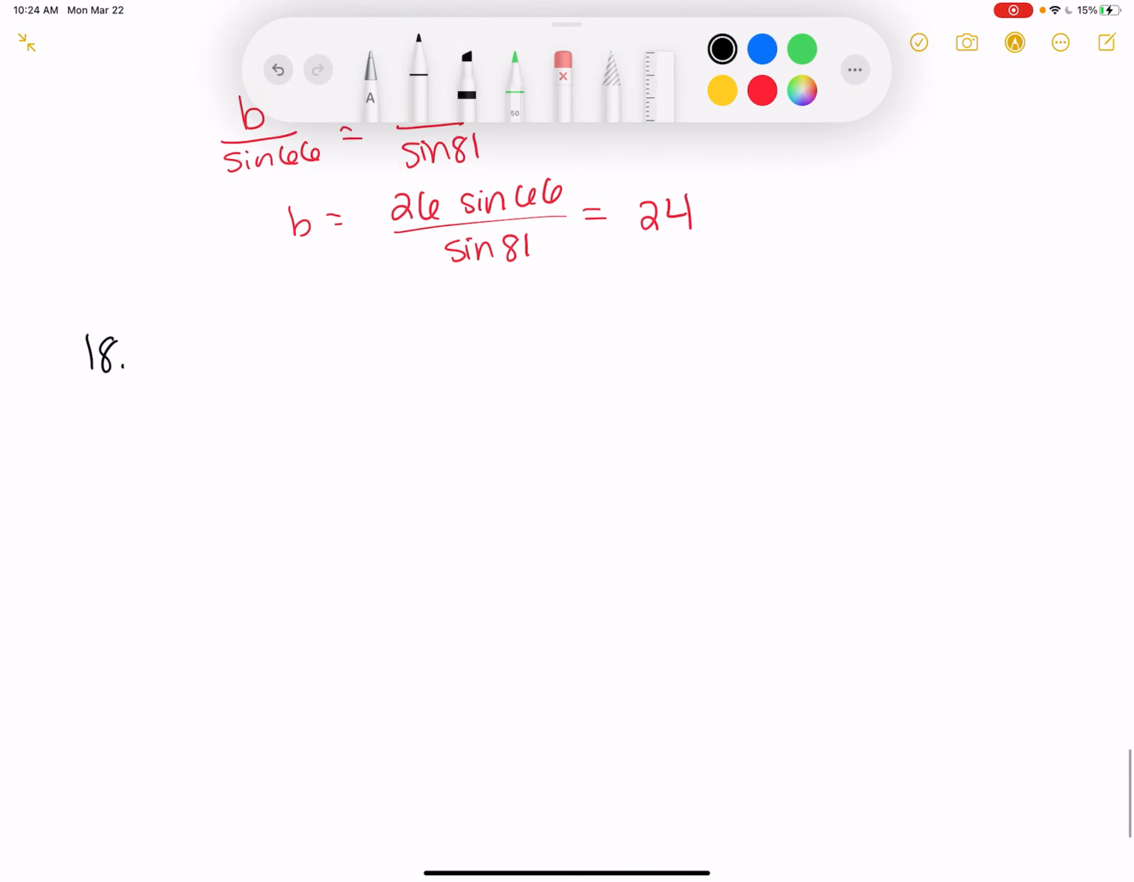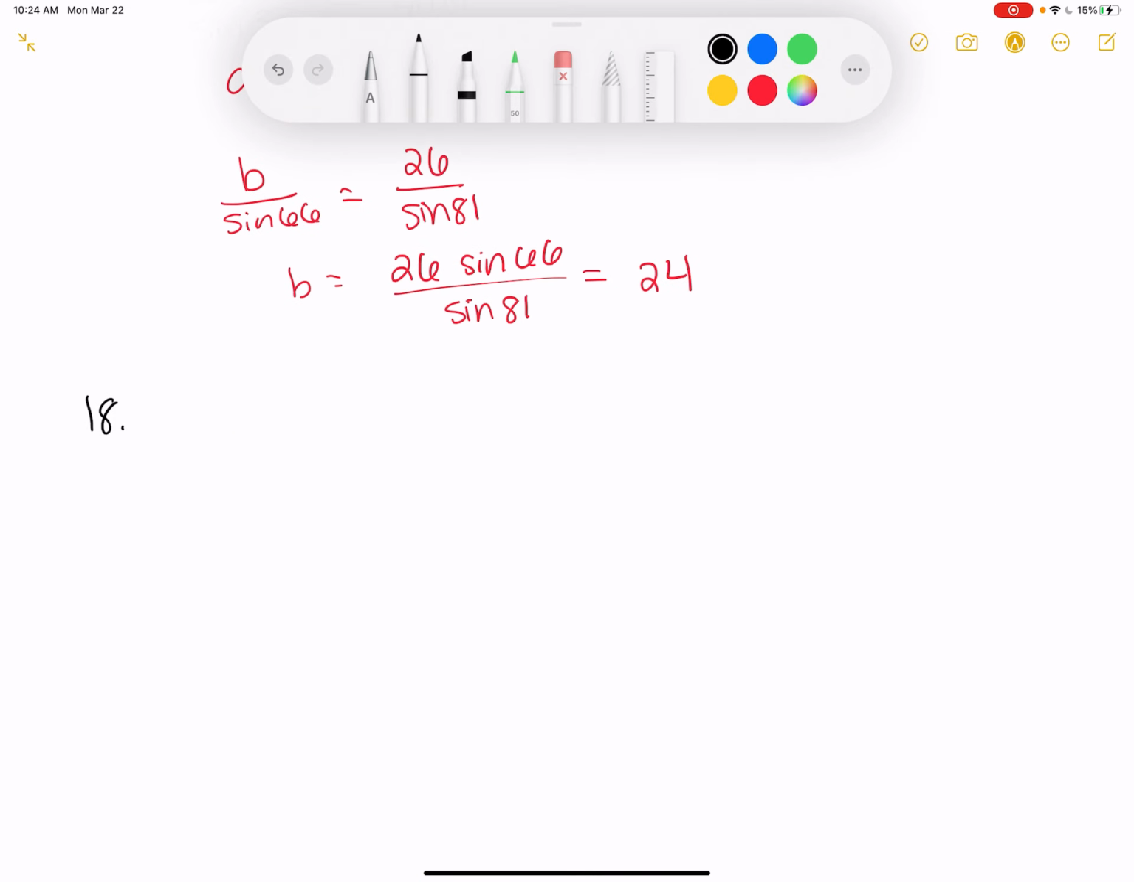Okay, so 18, we're given A, 73 degrees, little a is 18, B is 11. So first and foremost, always draw your triangle. I guess I should probably not draw it like that.